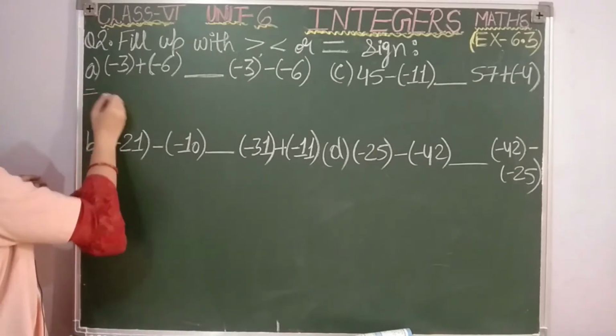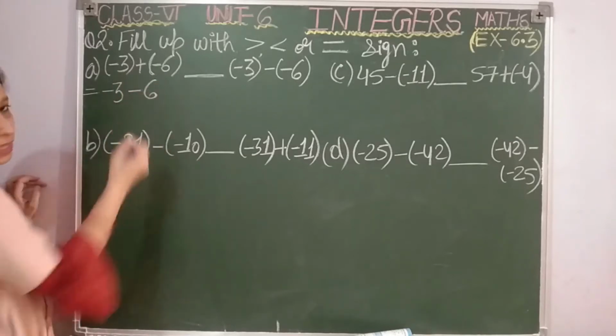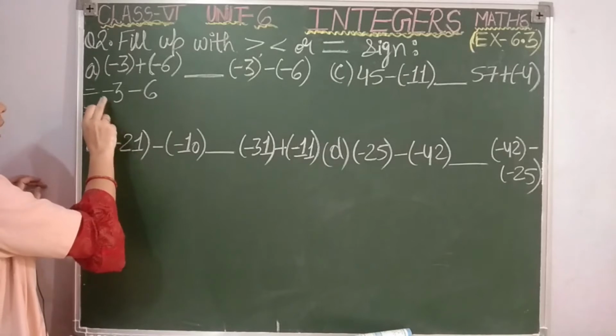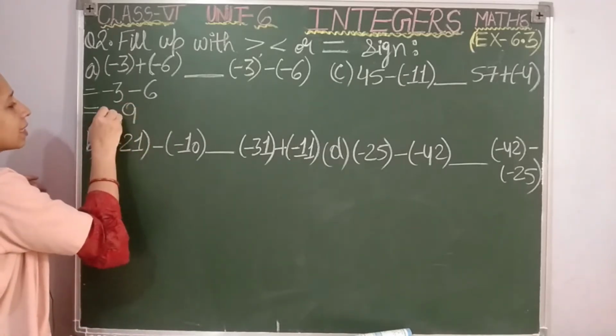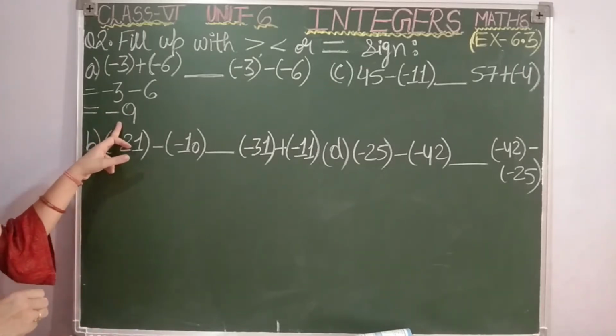Let us take the first part, students. Take the value out of the bracket: plus minus minus 6. Both the integers are negative, so you are going to add; minus minus plus. 3 plus 6 will give you 9. 6 is the greater number with negative sign, so the answer will also be a negative integer, minus 9.